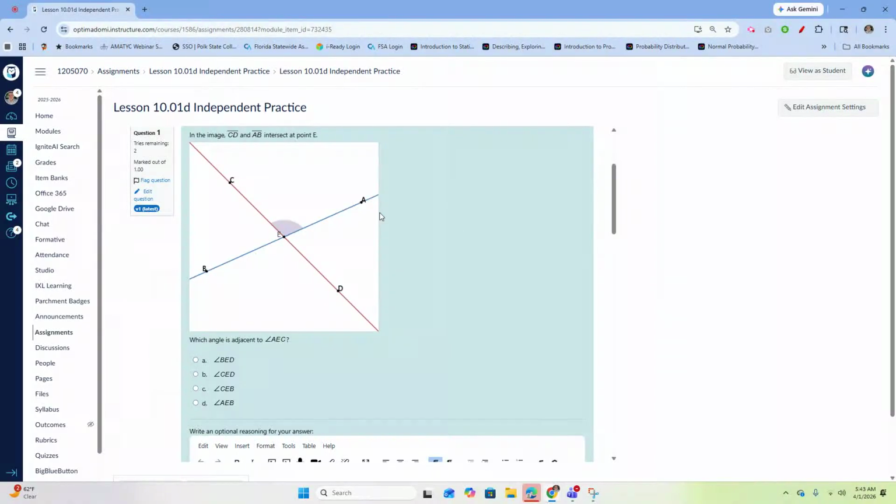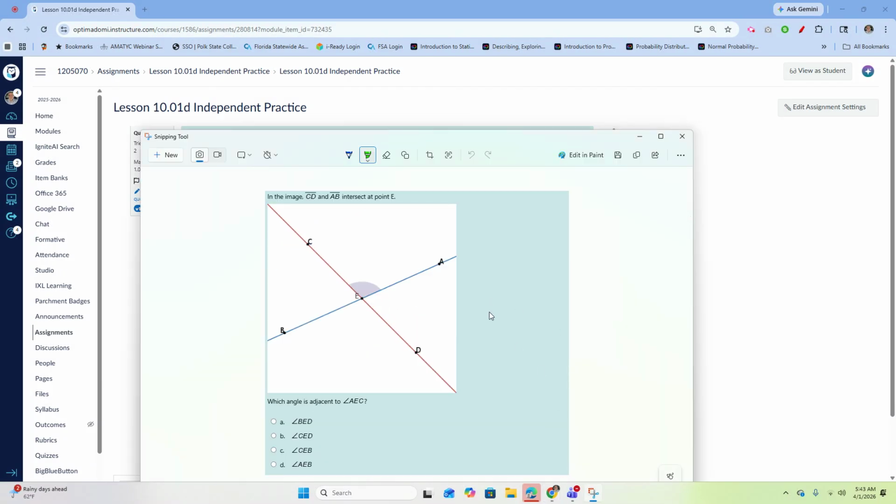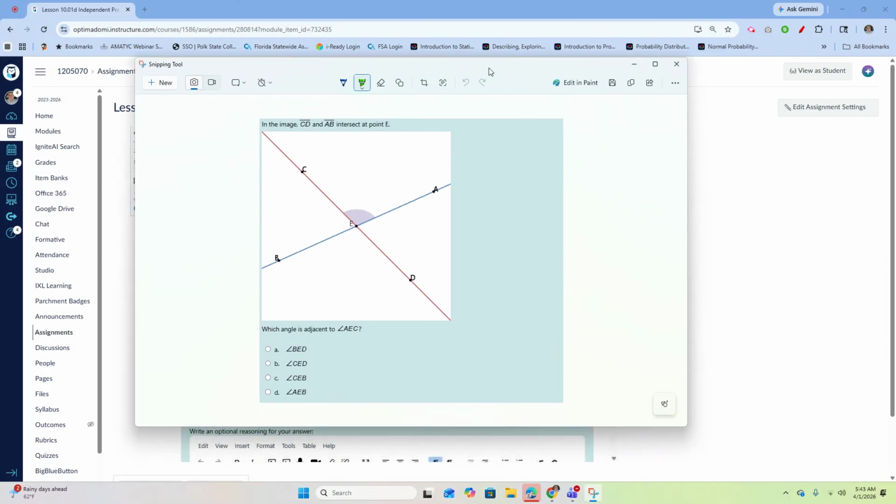All right, here's the video for lesson 10.01D, independent practice. And basically here we're gonna work with something called adjacent angles. Let me write that down. Adjacent angles. And basically adjacent angles are two angles that share the same vertex, the same corner, and they are next to each other, having a line, a ray, or line segment in between the angles.